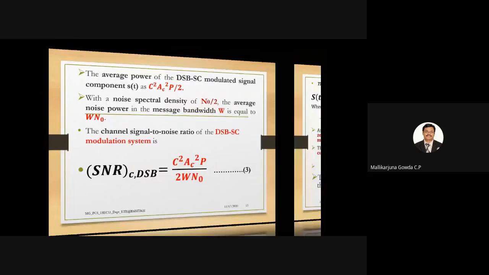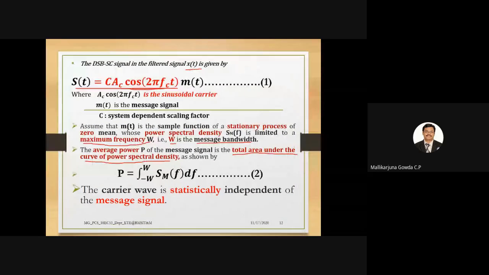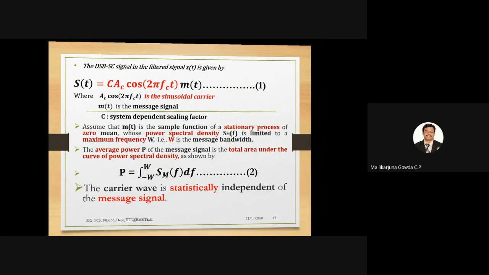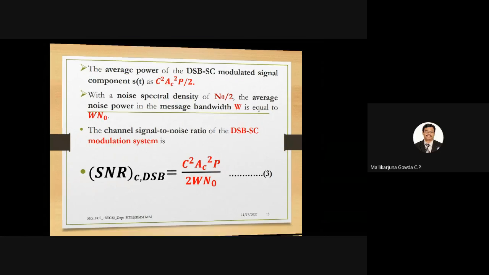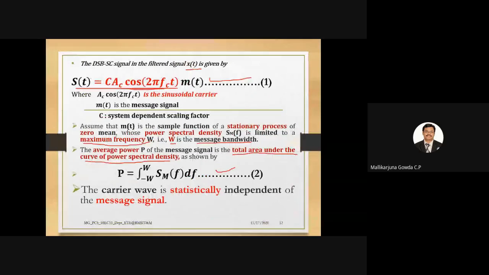So this is the mathematical expression for the DSBSC signal. And this one is the expression for finding the total or average power of the message signal. P is equal to what? Then I can write the average power of the modulated signal. Average power of the DSBSC modulated signal will be what? Because this is a DSBSC signal, right? So how do you find the average power?